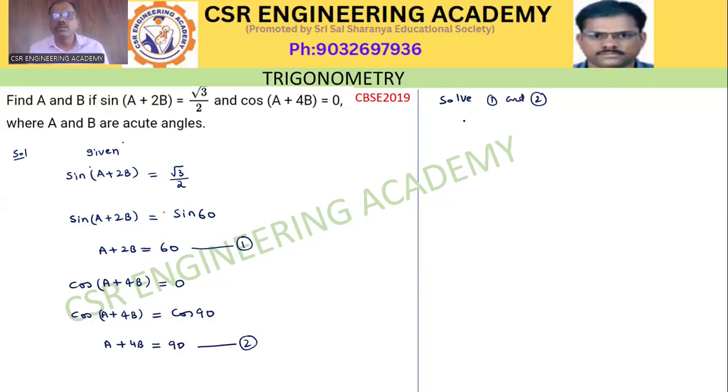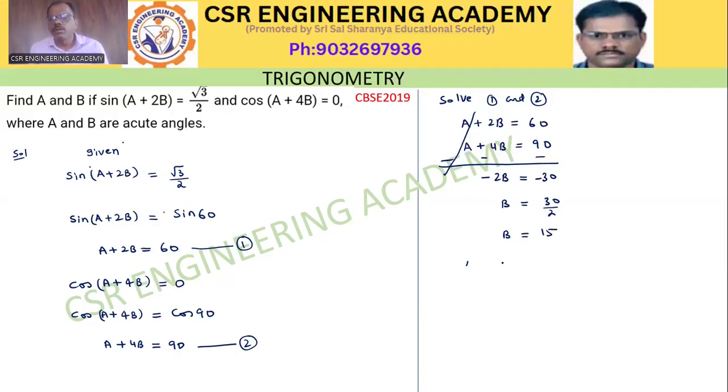That is, A plus 2B is equal to 60, and A plus 4B is equal to 90. Subtracting, A cancels. Minus 4B plus 2B is minus 2B, and minus 90 plus 60 is minus 30. B is equal to 30 by 2, so B is equal to 15.